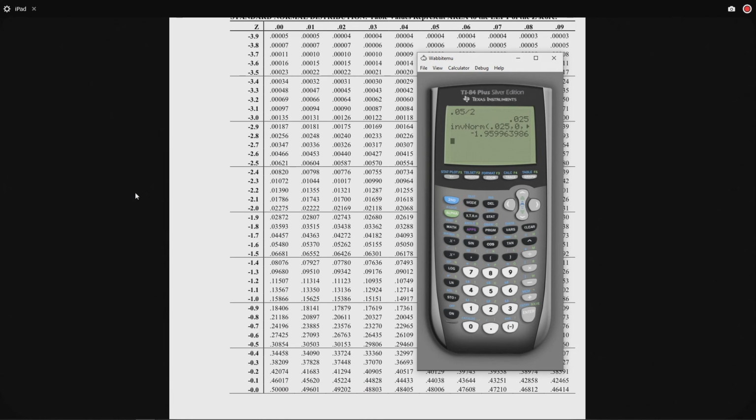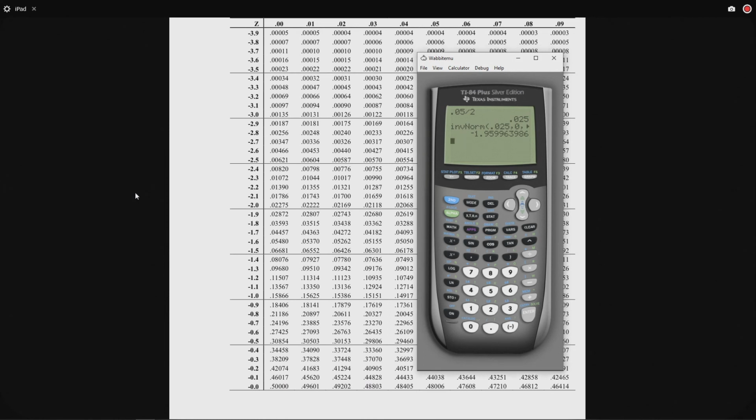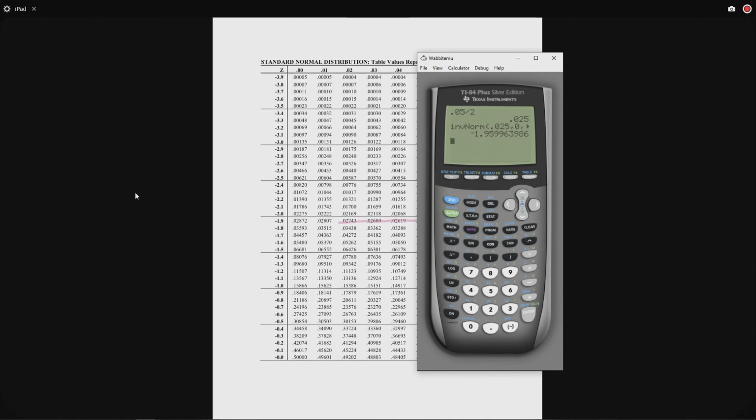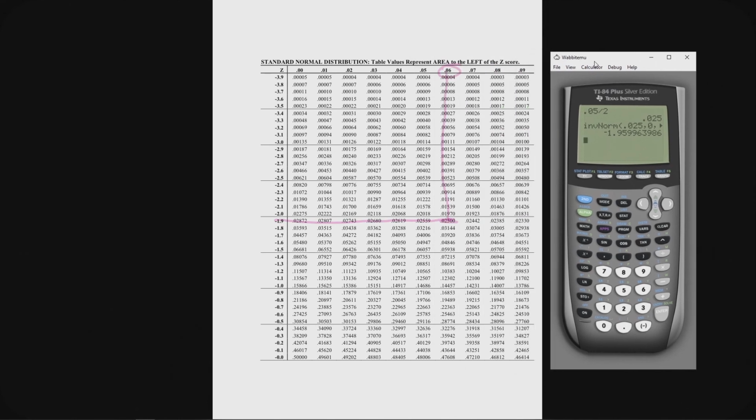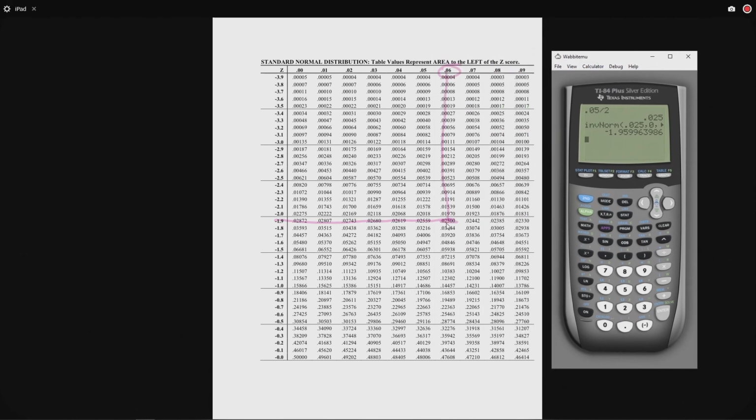So 0.025. If it's not on here exactly, you look for the nearest number, but this one is on here exactly, so that kind of works out. Look at this. Negative 1.96. Oops, I'm covering it. So we see we got 0.025. We got negative 1.9 and then 6. So you see we get the exact same thing, negative 1.96.